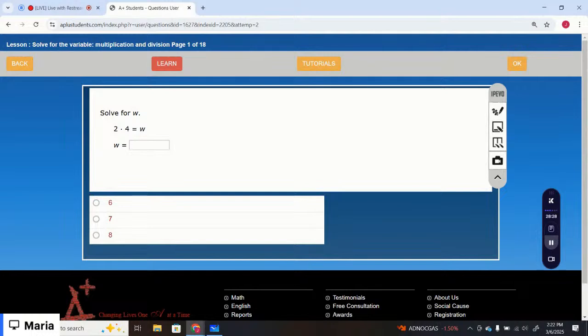Solve for w. w equals 2 times 4. So which is the correct option? 2 times 4 is 8. Option number 3 is the correct option. r equals 3 times 3. Three times 3 is 9. Option number 3 is the correct option.